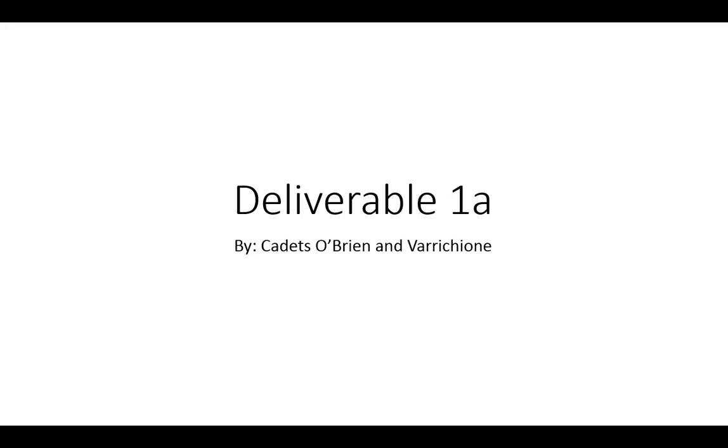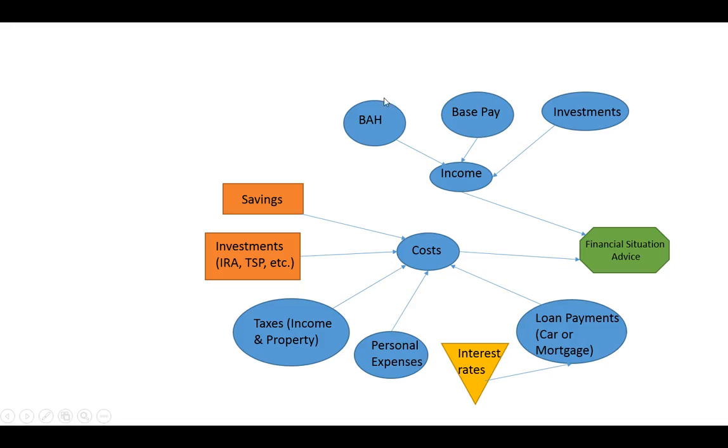This is Deliverable 1A by Cadets O'Brien and Varrichione. First, we have our influence diagram.